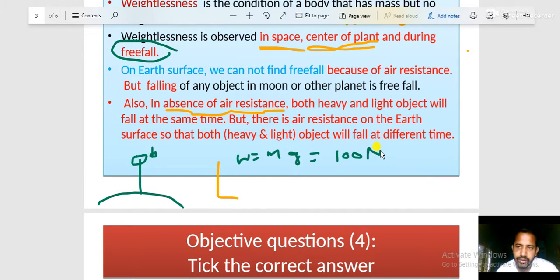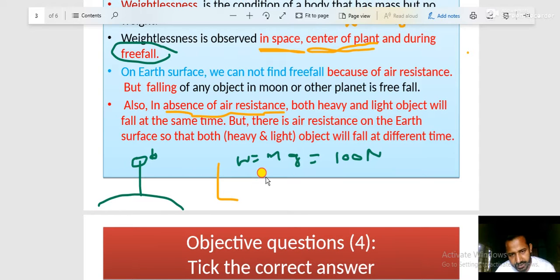But here is quite a confusing case. During free fall, if this body is falling freely and there is no air resistance, what should be its weight? Its weight should be 0. Now, how do we think about it? We'll write the answer.